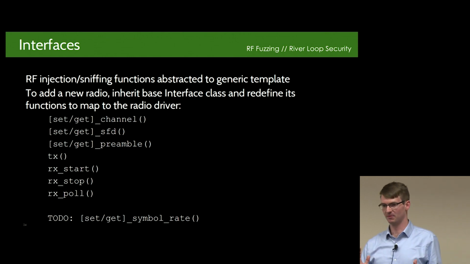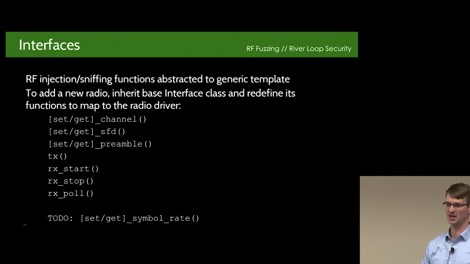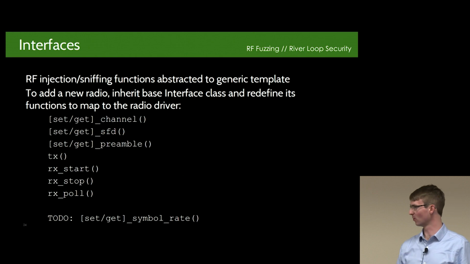So the first thing I'm going to talk about is the interface API. This is essentially the radio abstraction API that you would extend to map whatever driver calls correspond with the radio or device that you're going after up into our framework. And really there are only like 10 or 11 different functions you have to worry about here.